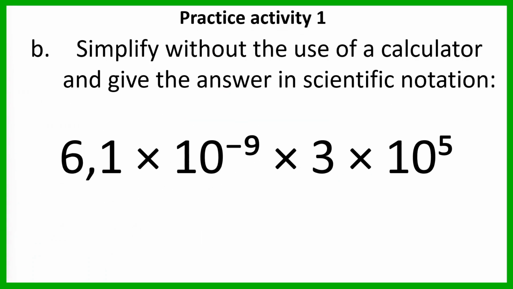In this one, we've got 6.1 times 10 to the power of negative 9 times 3 times 10 to the power of 5. Okay, so I'm going to give you 1 minute for this question.